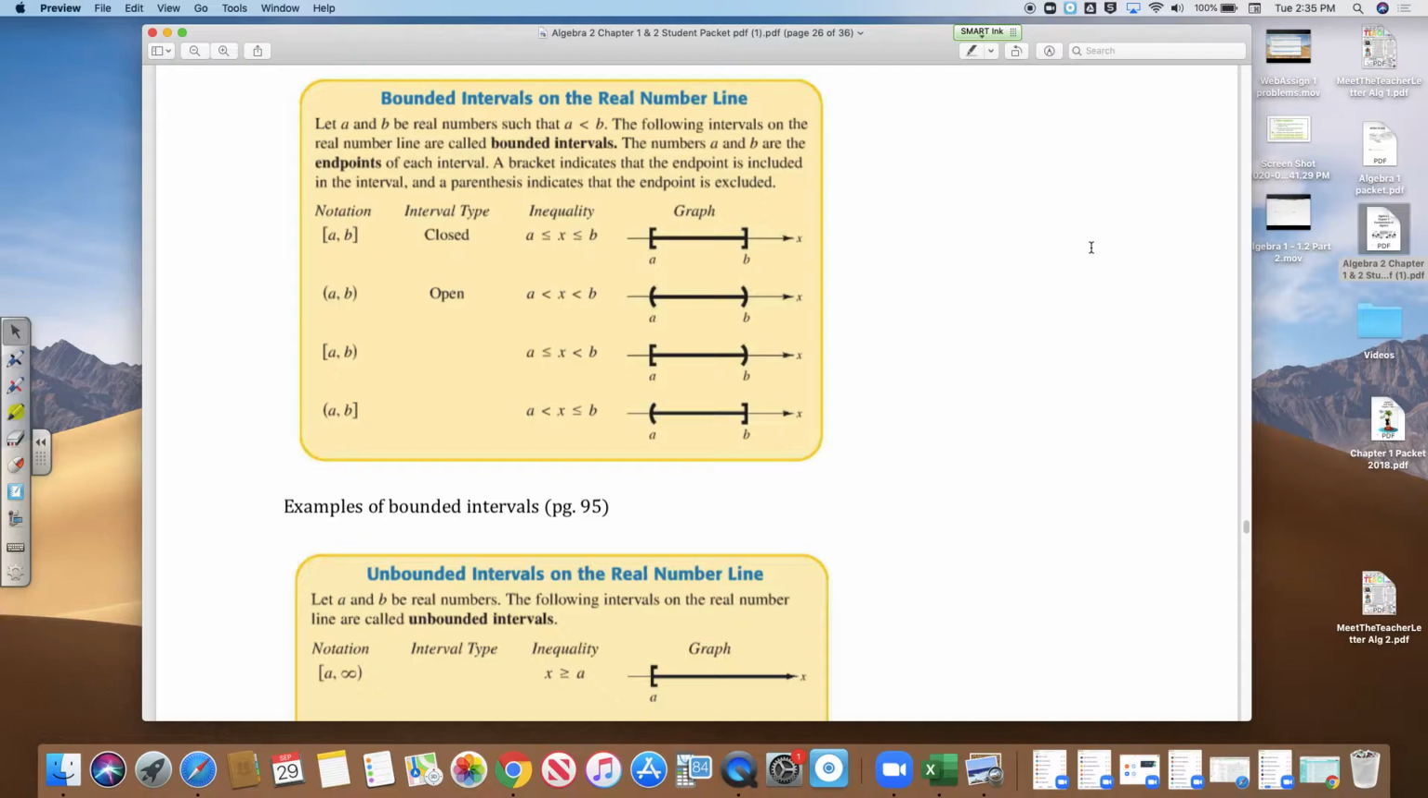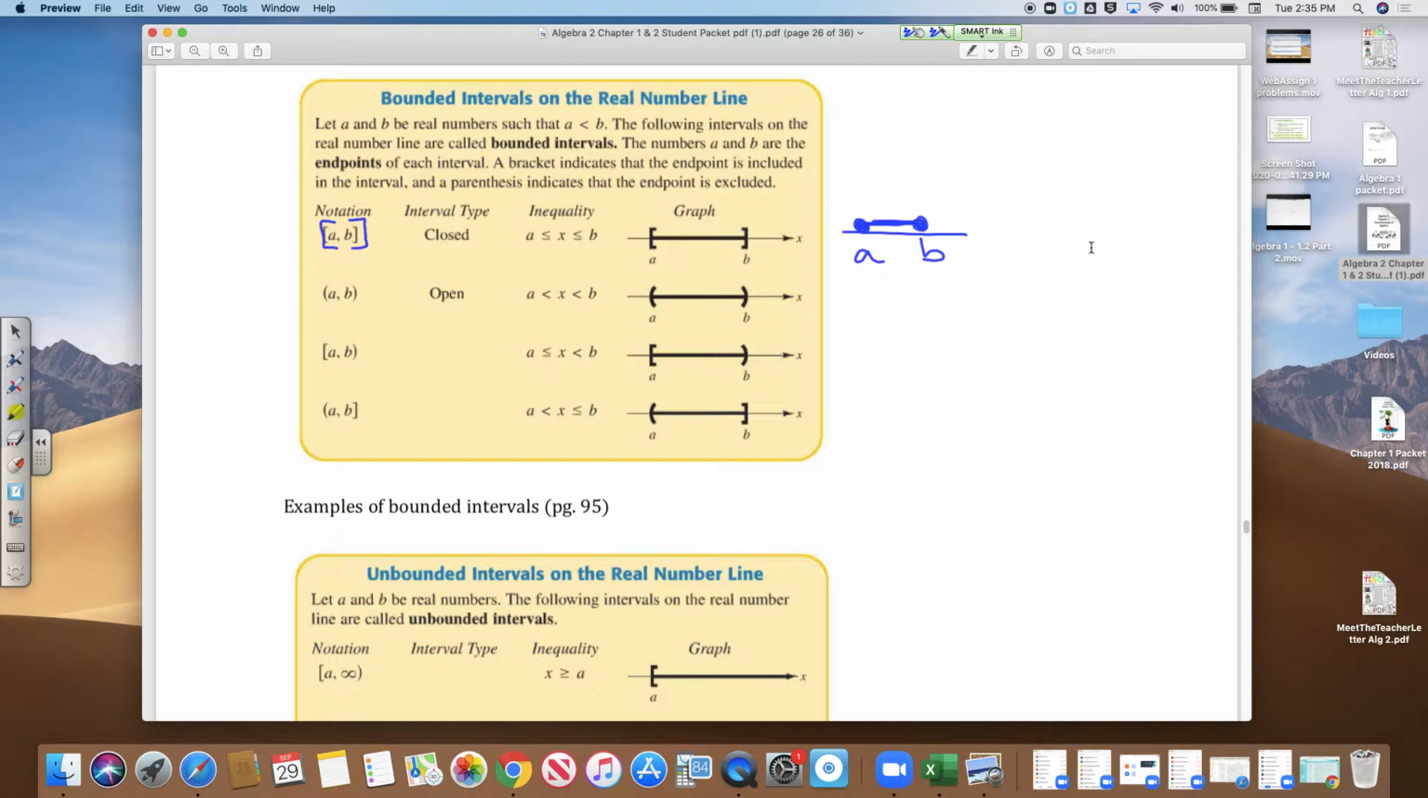The notation involves parentheses and square brackets. Whenever you have square brackets like this, that means that the numbers are included. That interval type is a closed bracket, and that means a less than or equal to or greater than or equal to symbol. On a graph, you could use the square brackets, or if we're talking about between A and B and including A and B, you could use closed circles like this to show that it is included.